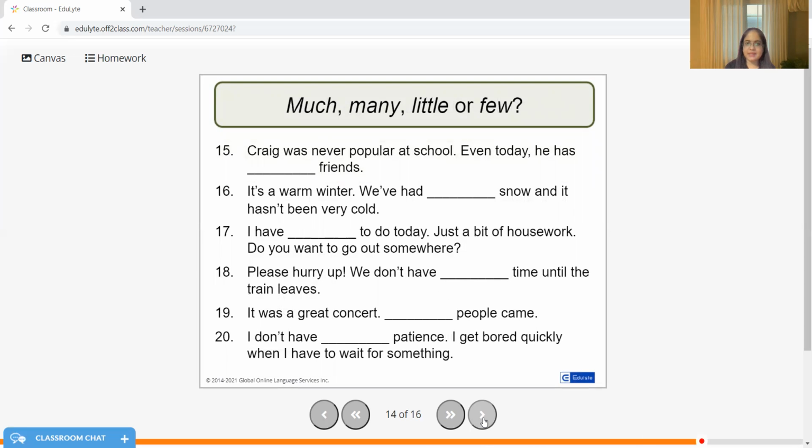Let's fill up the blanks together. Craig was never popular at school. Even today, he has few friends. It is a warm winter. We have had much snow. I have much to do today. Please hurry up. We do not have much time. It was a great concert. Many people came. I do not have much patience.